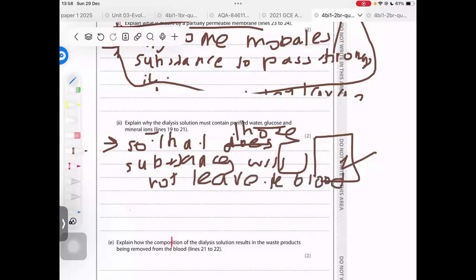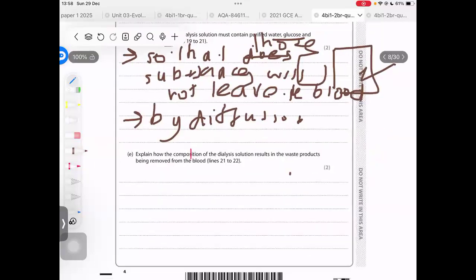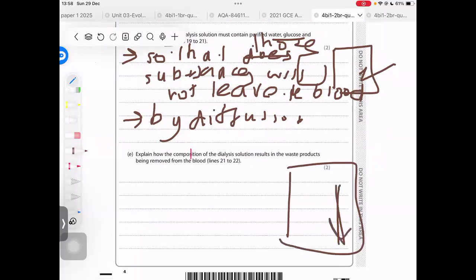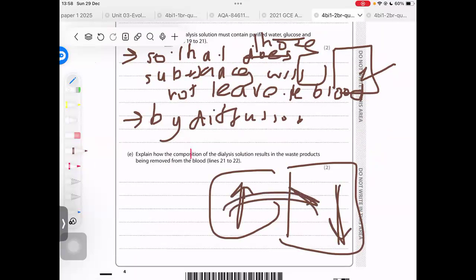Leave the blood by what? Leave the blood by diffusion. That is another point, right? Now assume in the dialysis fluid we have very low concentrations of water, and in the blood we have a high concentration of water. So water will move out from the blood into the dialysis fluid by diffusion, right? So for the word diffusion, they have given a mark. Here one mark, here one mark, right?